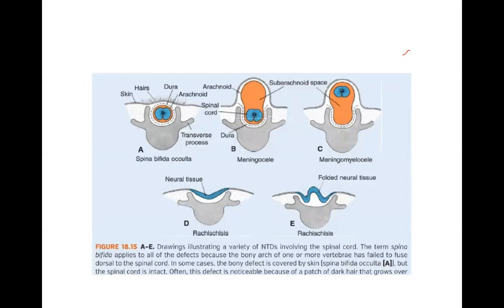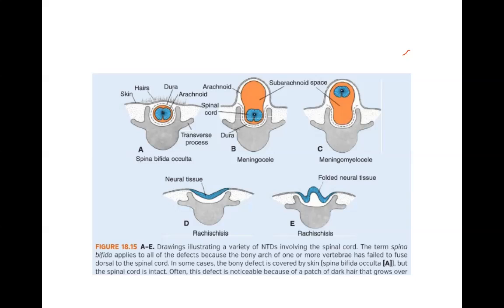Then we have types of spina bifida cystica. B is meningocele, where you have a protrusion of the meninges. And C is meningomyelocele, where you have protrusion of the meninges along with nervous tissue or gray matter. And then finally, in D and E, because there is failure of closure or formation of the neural tube, this condition is known as rachischisis.